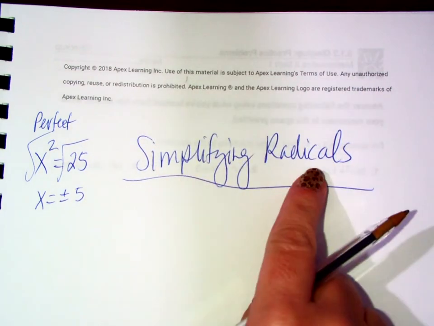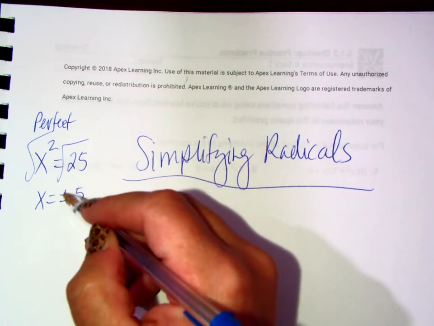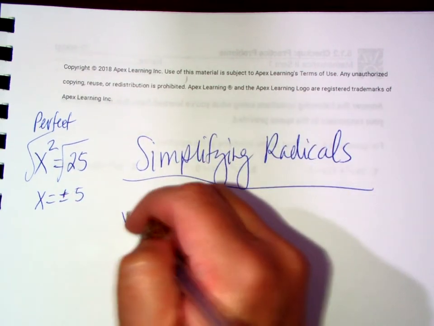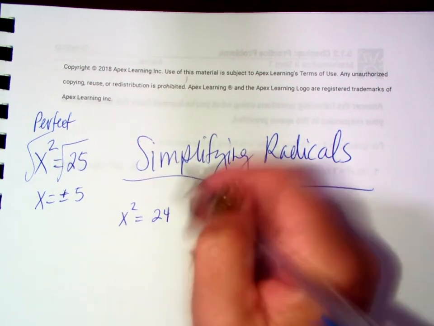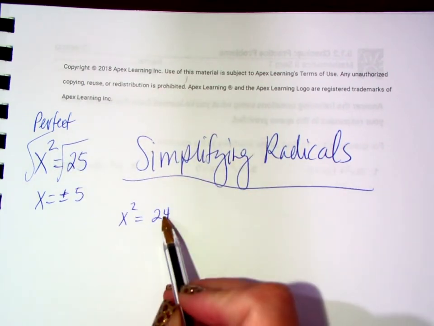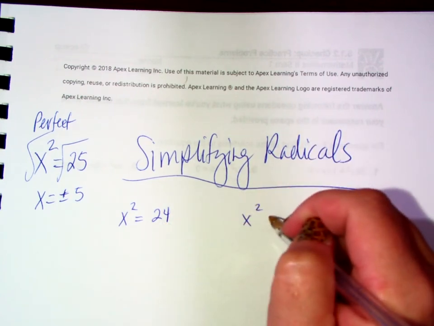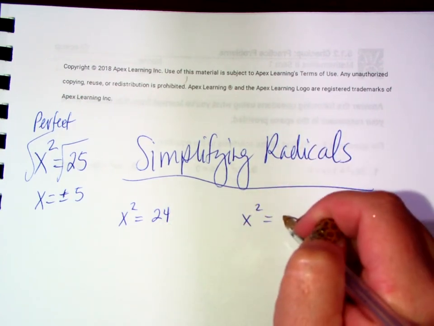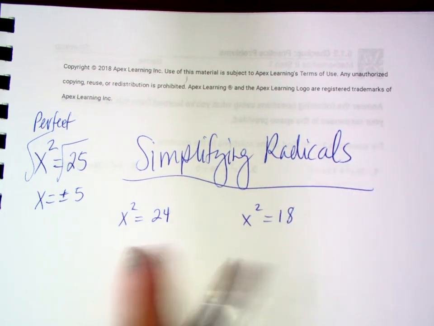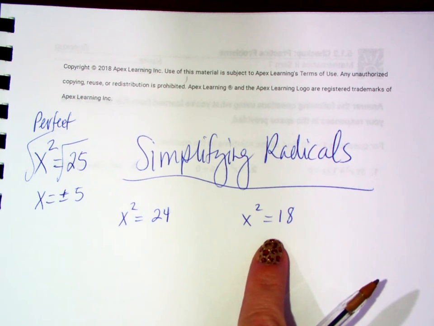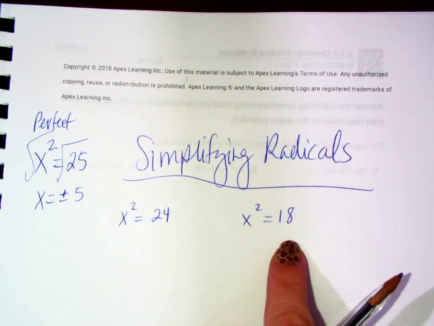Well, when simplifying radicals, if you're asked to solve and it's a perfect square and it works out nicely, great. But what if you're asked to solve and it's not quite a perfect square, it's something like 24? Or what if instead of the square root of 16 being 4, it's the square root of 18? So these can be simplified. And this next process I'm going to show you is simplifying radicals.